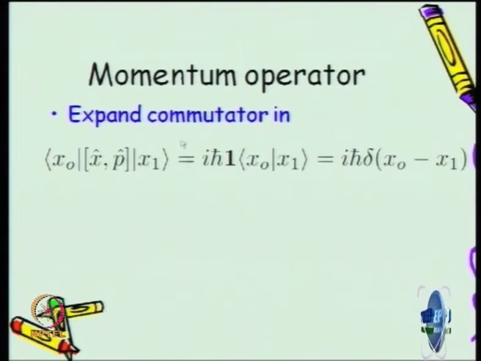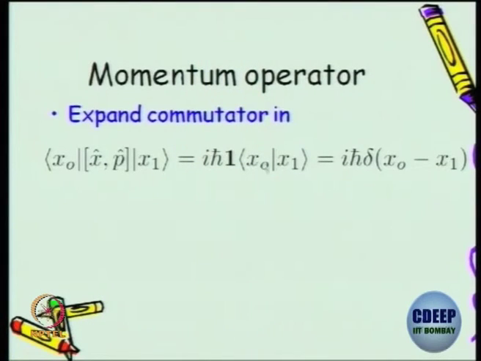let us do some trick. So take two positions x1 and x0, and in between is the commutator of x and p. What is this? The commutator of x and p is iħ times the identity operator. The identity operator will not do anything to the states. You can pull it out and write an inner product of x0 with x1. What is the inner product of x0 with x1? That is your Dirac delta function. That is the definition of your position basis. So iħ times the Dirac delta function.